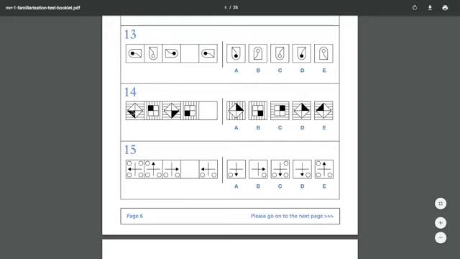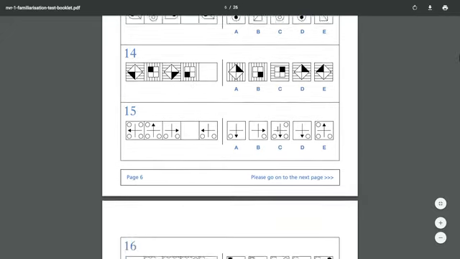About 14, look at 14. Again, a pattern is going on. The shape is moving, and the shaded one is also moving, one up and one down. The up one became the down one, and the down one became the side one. So it's moving in this direction. So that's why your answer is C in this one.